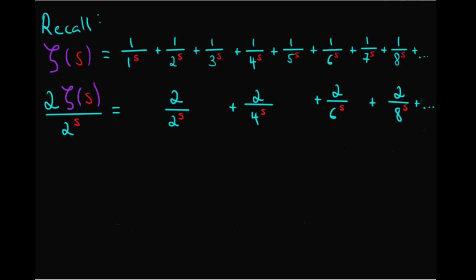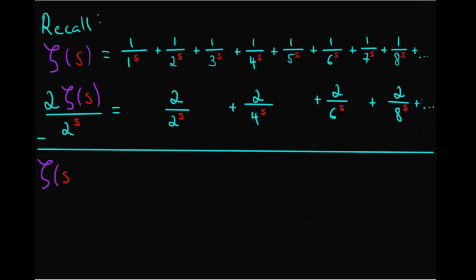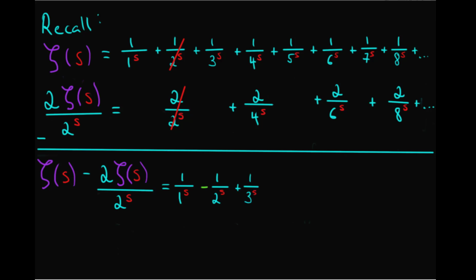And now comes the key step. We want to produce the eta function. Well, how can we do that? We can do that by subtracting the second equation here from the equation up top. So when we perform that subtraction, we get zeta of s minus 2 times zeta of s over 2 to the s equals, now this is really cool, look what happens. We have 1 over 1 to the s, but then we have plus 1 over 2 to the s minus 2 over 2 to the s. So that gives us 1 over 1 to the s minus 1 over 2 to the s. And then the 1 over 3 to the s term is left alone, so we have plus 1 over 3 to the s.